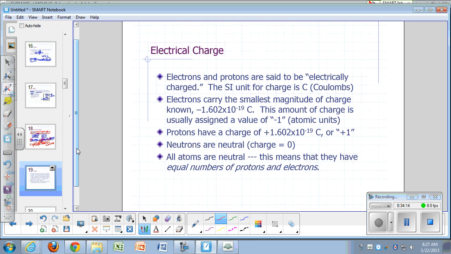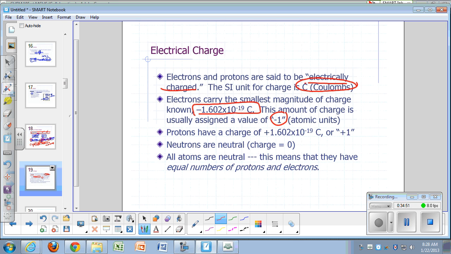Now, all right, let's talk about electrical charge. Electrons and protons are said to be electrically charged, and the unit for electrical charge is a coulomb, capital C. And electrons carry the smallest magnitude of charge known, which is negative 1.6 times 10 to the negative 19 coulomb. So this amount of charge, we usually assign it a value of -1. So in atomic units, you say that the charge of an electron is -1.